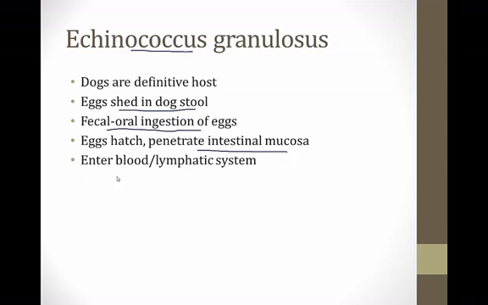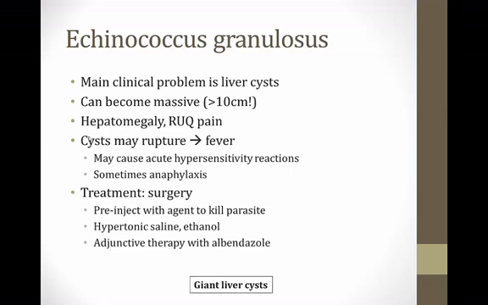penetrate the mucosa and they enter the blood and lymph system, and the first place they like to go is to the liver. So like I said, the main clinical problem is liver cysts, and they can become massive, greater than 10 centimeters in size. Patients will have an enlarged liver on exam and right upper quadrant pain. If you want to be a superstar on your clinical rotations, especially with a gastroenterology attending, mention echinococcus as a potential cause of hepatomegaly and right upper quadrant pain.